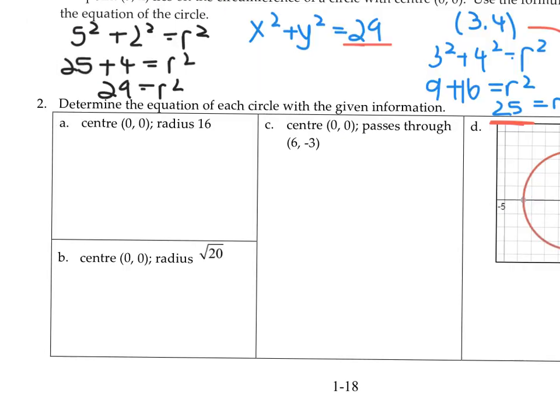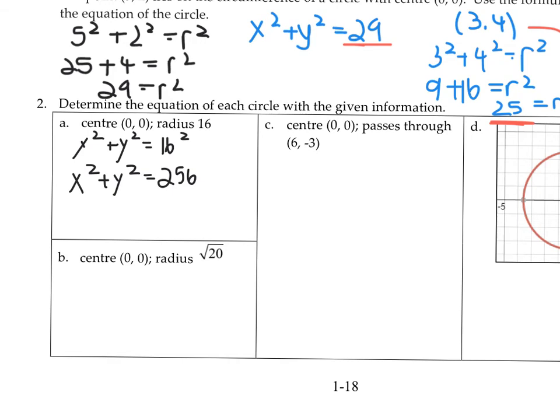Okay, let's determine the equation of each of the following circles for each scenario. For all of the circles that we're going to be doing, the center is at 0, 0. If the center was elsewhere, the formula would look slightly different. So for this first one, the center is at 0, 0, and the radius is 16. So I have my equation, x squared plus y squared equals my radius squared. Do not keep it in this form. Simplify it. 16 squared is equal to 256. And that would be your final answer.